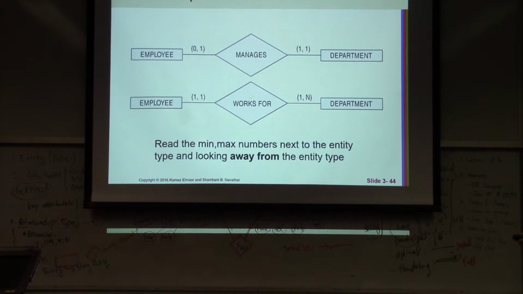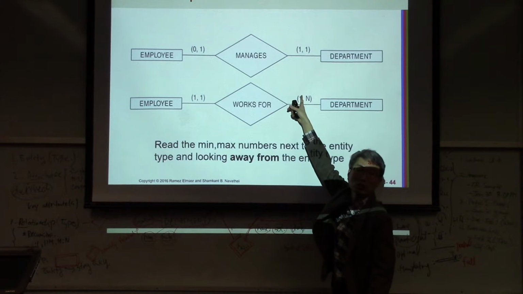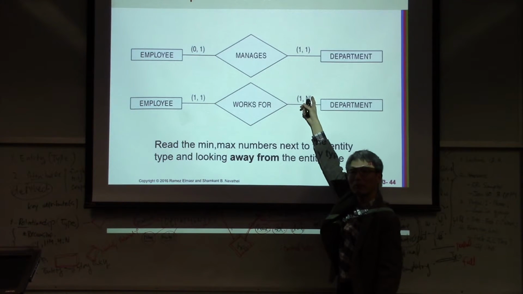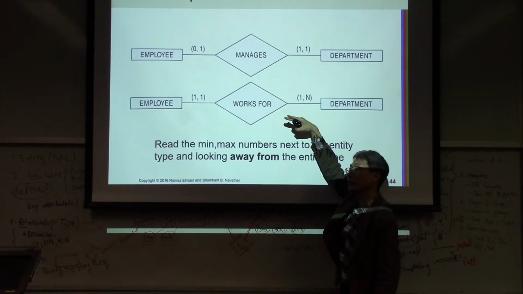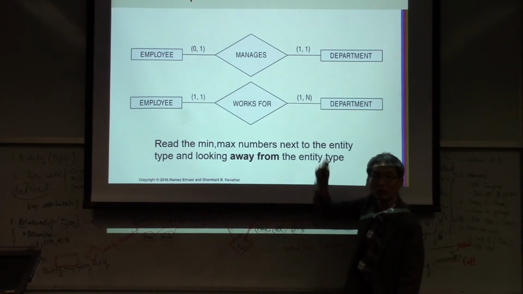So in this case, the works-for relationship: employee, how many departments can you work for? One. Minimum one, maximum one. For the department side, if you have a minimum of 4, you can change it. This one is a 4. And for maximum, n means no limitation. If you have a limitation like 1,000, you can put 1,000 and so on.